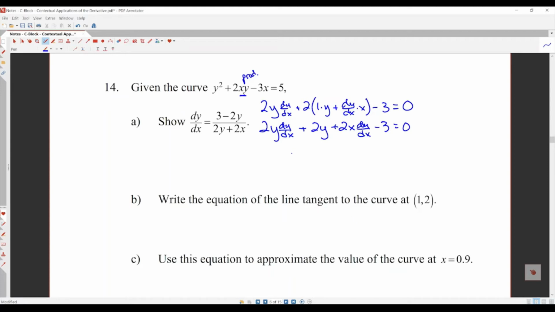And at this point, we are good to go ahead and finish solving. If you need to do a few more steps, that's fine. I'm going to move the 3 to the right side, so that becomes plus. The 2y goes negative. And then we pull out the common factor of dy/dx, and that leaves me 2y plus 2x. That gets divided.